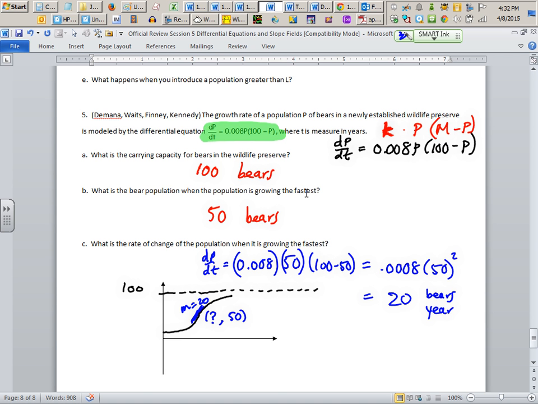What year is it? I don't know. I don't know what year it happened. To get that information, I would have to solve the diff-EQ. I would actually need to set up the M over 1 plus A e to the negative MKt, find A, and then figure out when the population is 50. But they didn't ask me to do it, so I'm not going to have that problem.